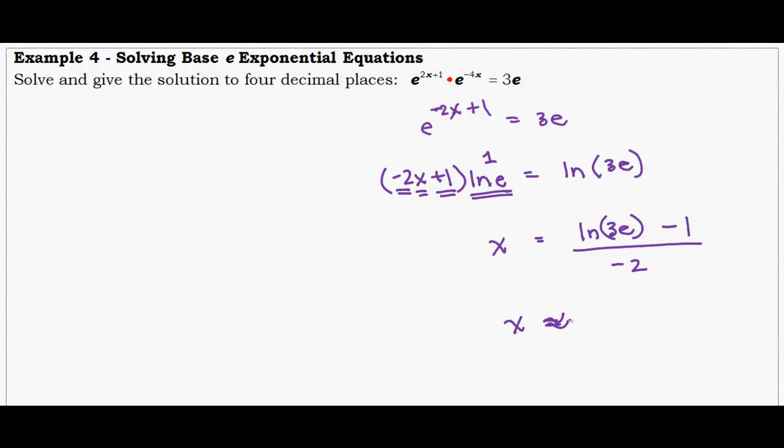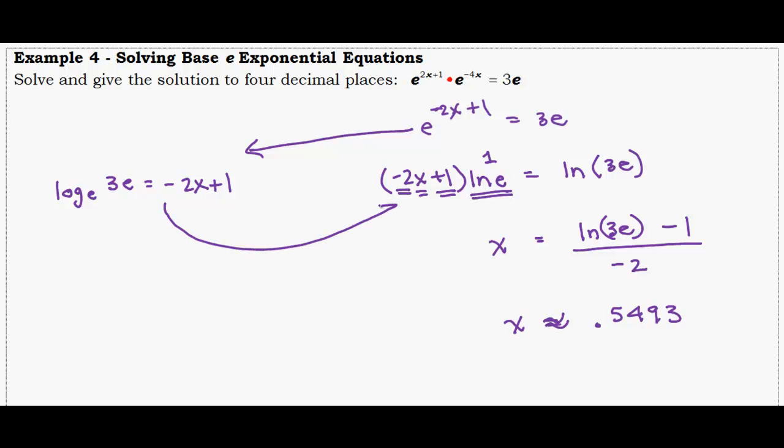Can someone push a few buttons for us to double check it? Now, again, for those of you that see this as an exponential, the exponent of e that gives you 3e is negative 2x plus 1, and you'll see that essentially you get the same step here as you do here. So either log both sides or use the definition of a logarithm.